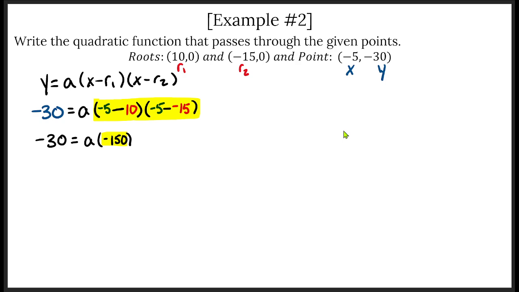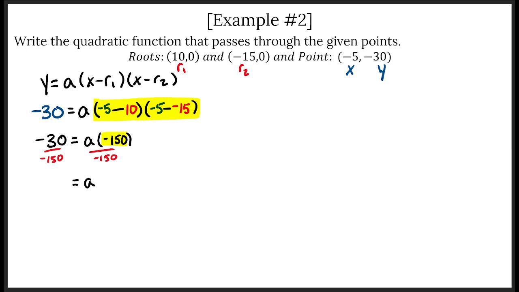If I want to finish this, I need to divide the 150 from the a. So I'm going to divide both sides by negative 150. Oh no, 30 is too small. You can't divide by 150. Yes, you can. You'll just end up with a decimal or potentially a fraction out of this.